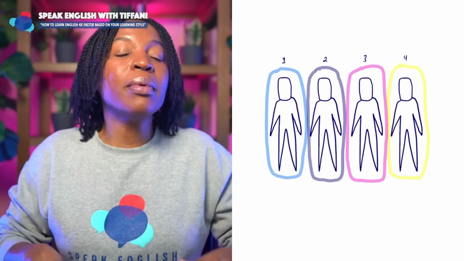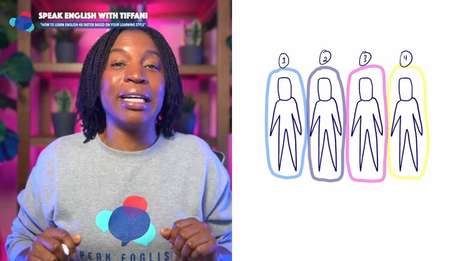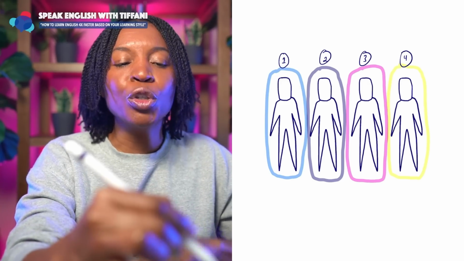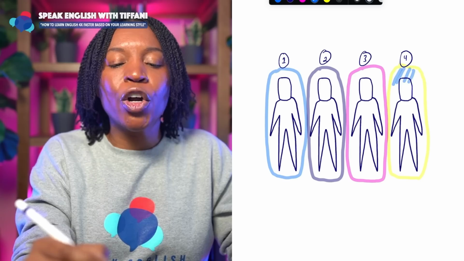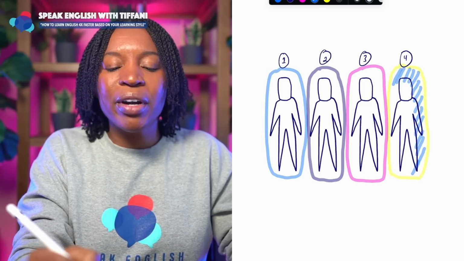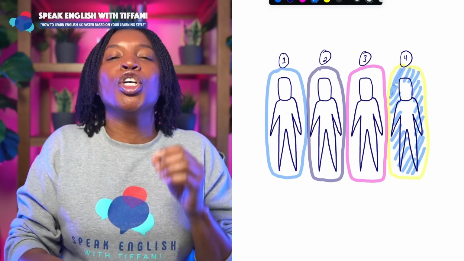There are 4 different learning styles. Now, for you, the problem comes in if you don't know which learning style matches your experience, you will be confused. If you try to learn based on learning style number 1, but you're actually learning style number 4, you will experience confusion and frustration. But the only problem is you don't know your learning style. Today, I am going to tell you the 4 learning styles and help you finally learn English 4 times faster.